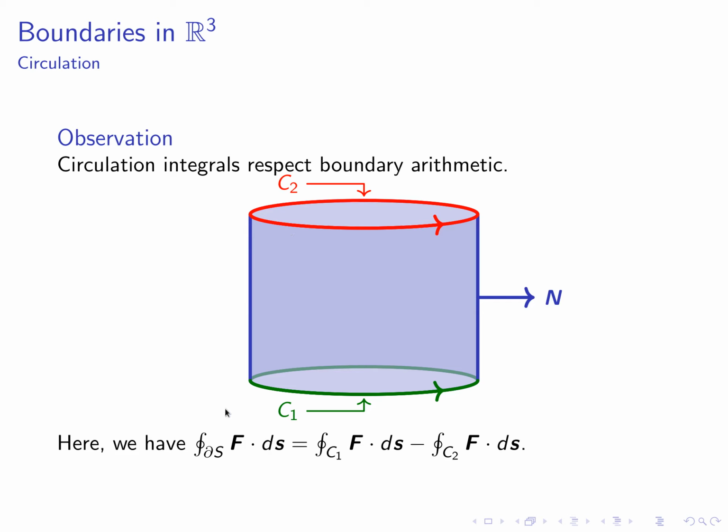If we wanted to calculate circulation in this scenario, we would need to calculate circulation on each part of the boundary individually. So we would need to do a line integral of the vector field over the first boundary curve C1, and we would also need to do a line integral of the vector field over the second boundary curve C2. But since the first boundary curve has the positive orientation, we add the first line integral. And since the second boundary curve has the negative orientation, we need to subtract the second line integral.